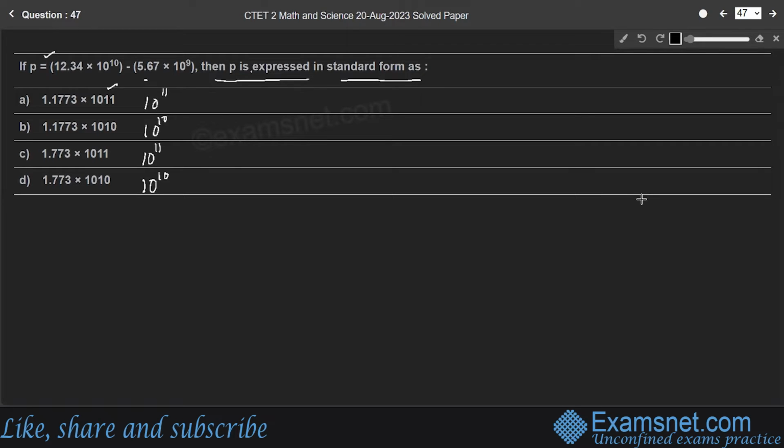So let us express P in terms of 10 raised to 10 or 11. For that, we have to consider the second number, 5.67, in terms of 10 raised to 10 or 11, right? So we'll consider P as 12.34 into 10 raised to 10. Here the first number is multiplied by 10 raised to 10, so no need to change that. And the second number is 5.67 into 10 raised to 9 into 10 by 10. There will not be any change in the value, because we have multiplied the number by 10 and divided it by 10, right?